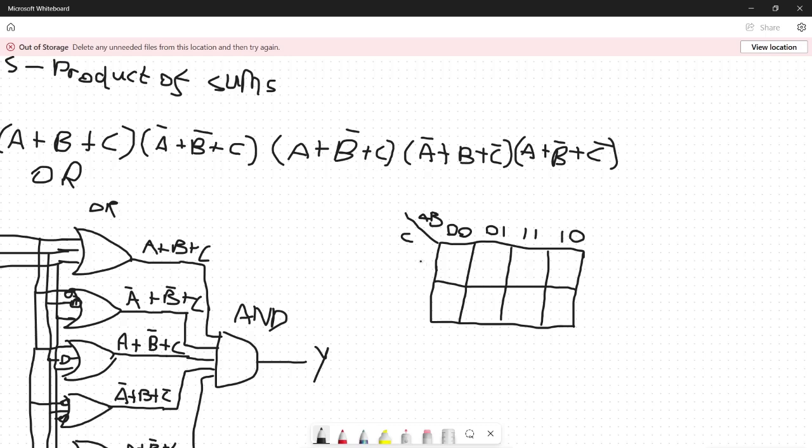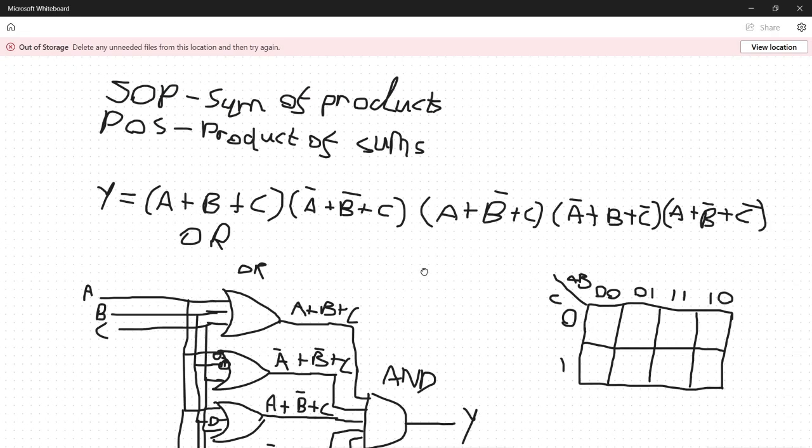Now for C, we'll have a 0, and we'll have a 1. So now what we're going to do is fill this table in with 1s and 0s. But how do we figure out what's going to be 1 and what's going to be 0? Well, we need to look at our formula.